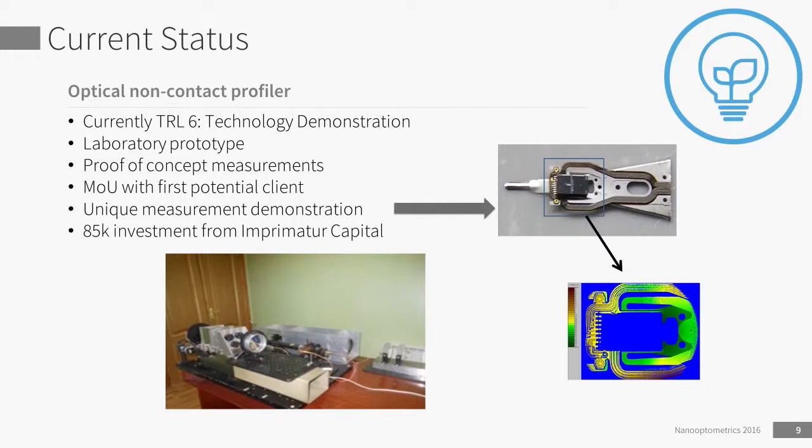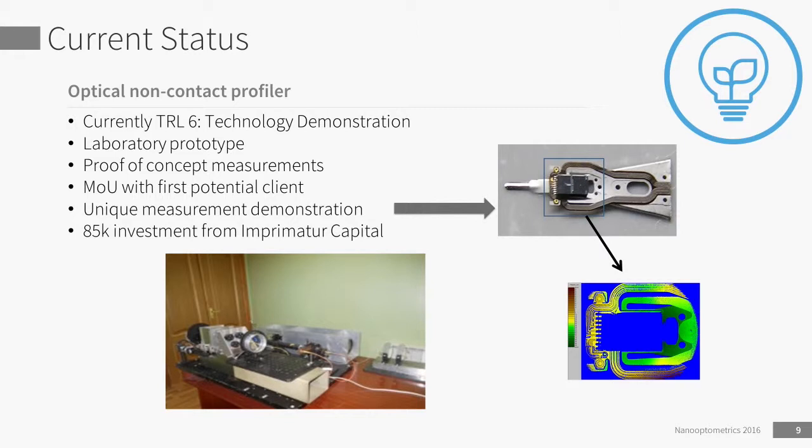Well, our current status: we are at TRL 6, technology demonstration. We have a laboratory prototype. It doesn't look so pretty, but it's a laboratory prototype. We have proof of concept measurements for 2 of our customers, and we have a memorandum of understanding with these potential clients. And we got 85,000 investment from Imprimatur Capital.